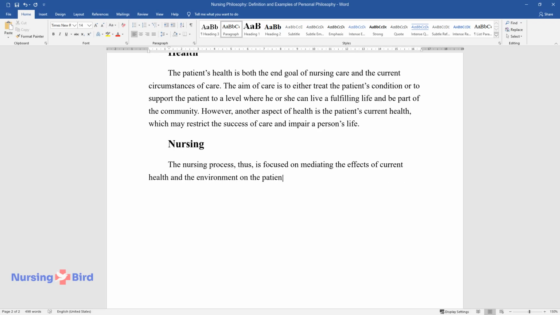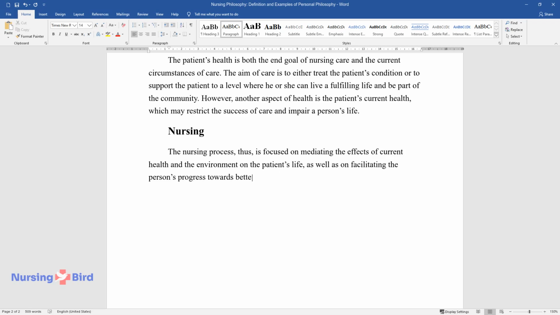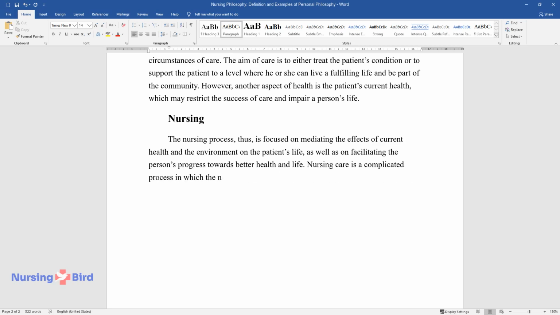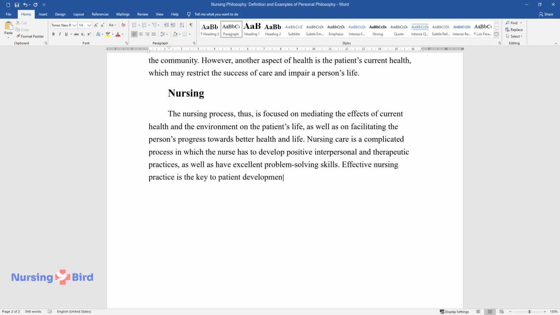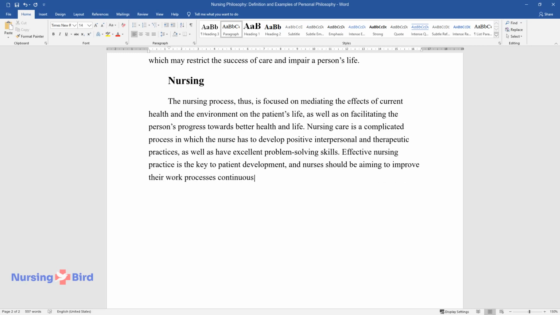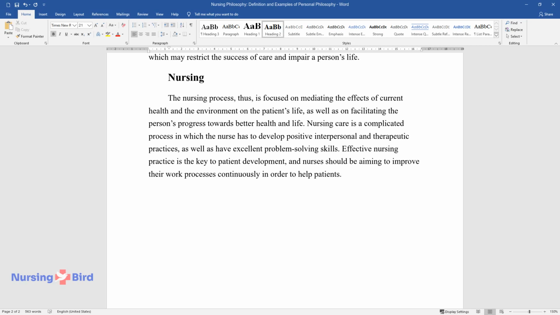Nursing. The nursing process, thus, is focused on mediating the effects of current health and the environment on the patient's life, as well as on facilitating the person's progress towards better health and life. Nursing care is a complicated process in which the nurse has to develop positive interpersonal and therapeutic practices, as well as have excellent problem-solving skills. Effective nursing practice is the key to patient development, and nurses should be aiming to improve their work processes continuously in order to help patients.